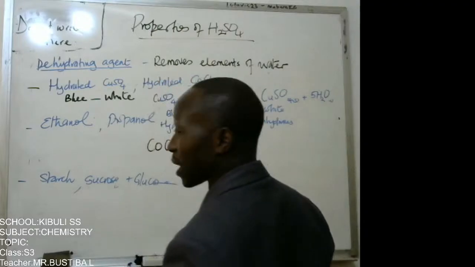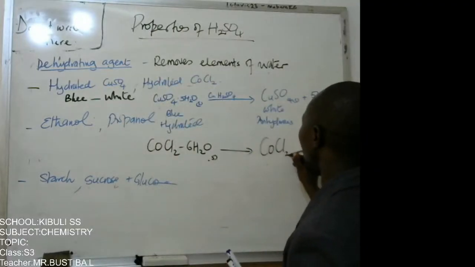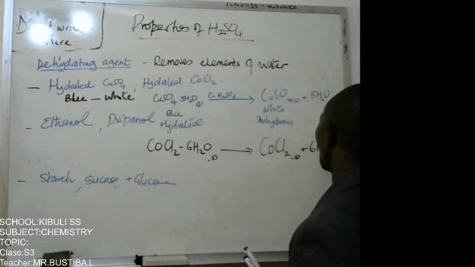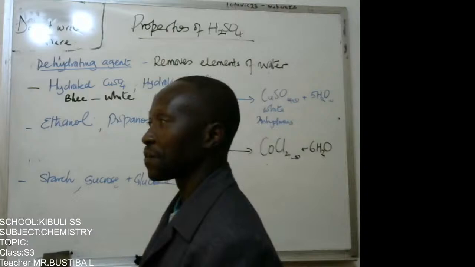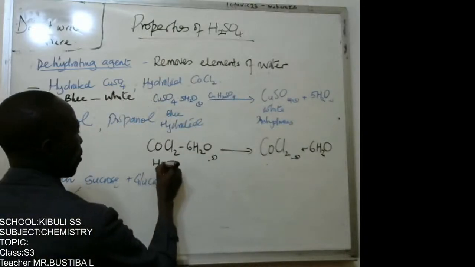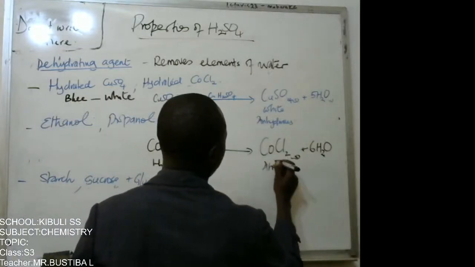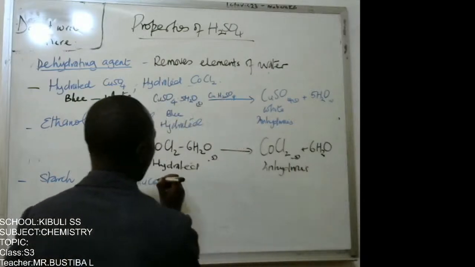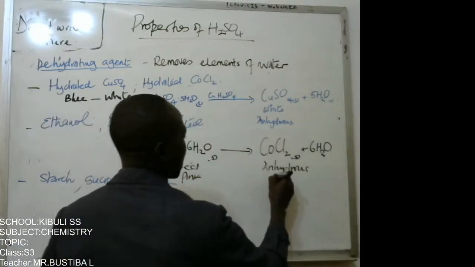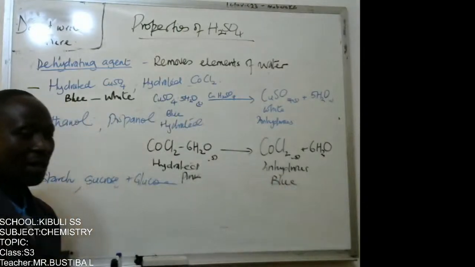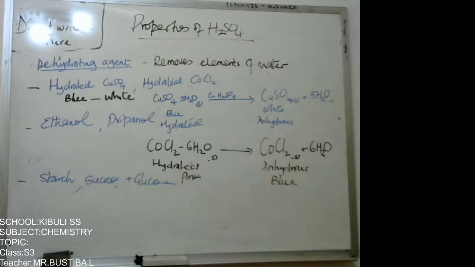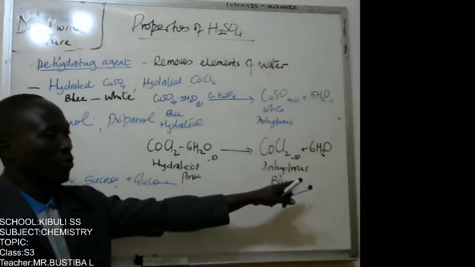When you put sulfuric acid, what does it change to? It will change to cobalt 2 chloride, a solid. But 6 elements of water will have been removed by the acid. So this one is hydrated, and this one is anhydrous. What's the color here? The color is pink. What's the color here? Blue. So the pink crystalline substance turns to blue, sometimes looking like a blue powder. Why? Water will have been removed by sulfuric acid.